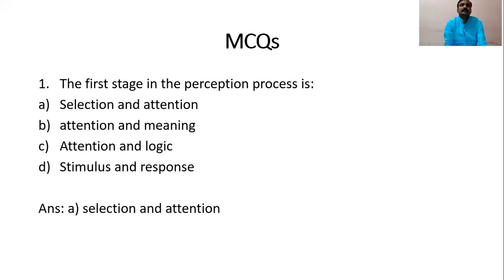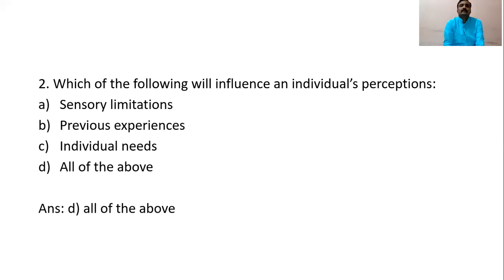Out of these various factors that affect the perception of the consumer, I have prepared some MCQs so that if we discuss these things, it will be easier for you to understand. The first stage in the perception process is: selection and attention, attention and meaning, attention and logic, or stimulus and response. The very first step in the perception process is selection and attention. Which of the following will influence individual perceptions? Sensory limitation, previous experiences, individual needs, all of the above. Obviously, all three have an influence on individual perceptions.